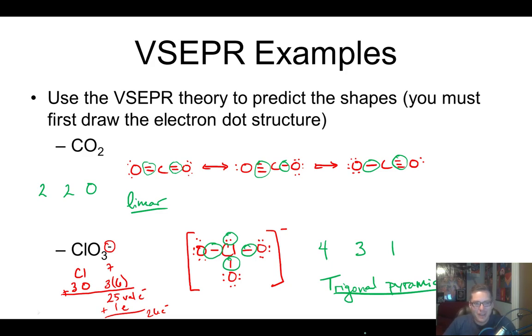It's not that easy, but once you get the electron dot structure down, figuring out your VSEPR geometry isn't too difficult. Anyway, do lots and lots of practice problems. The only way to get good at this is to do practice.